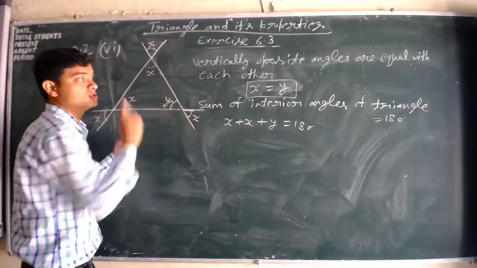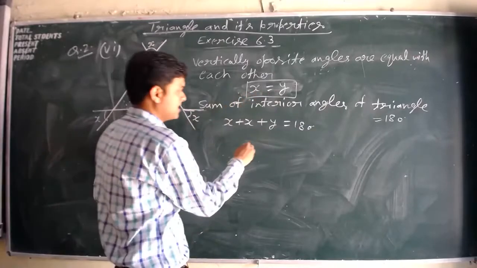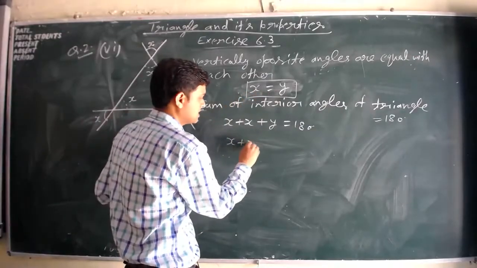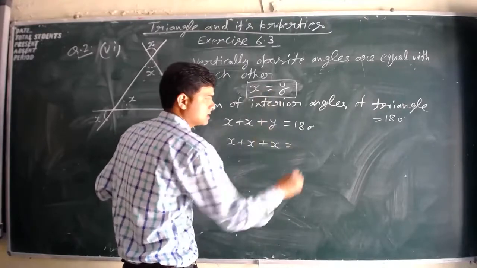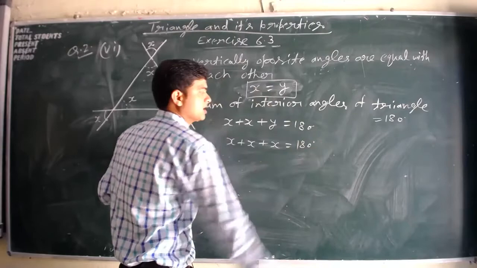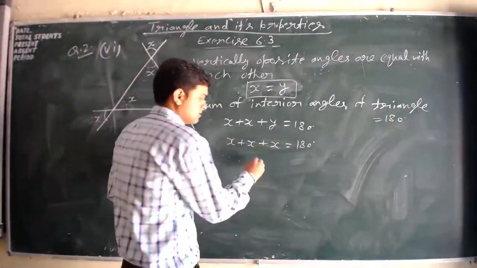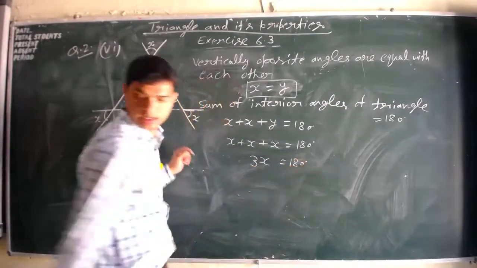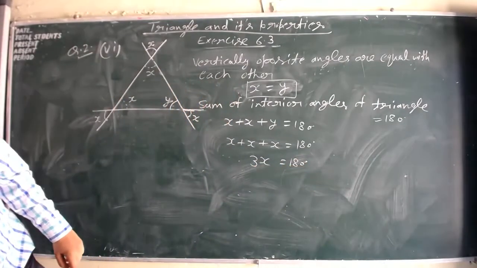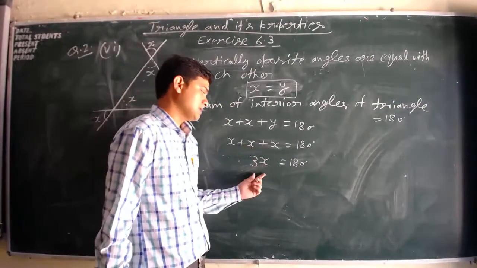इसके अंदर vertically opposite जो हमने property लगाई थी, तो x is equal to y था. तो y is equal to x, okay, it is x plus x plus x. Y is also equal to x. It means 180. Clear? Now x plus x plus x is equal to 3x, is equal to 180.